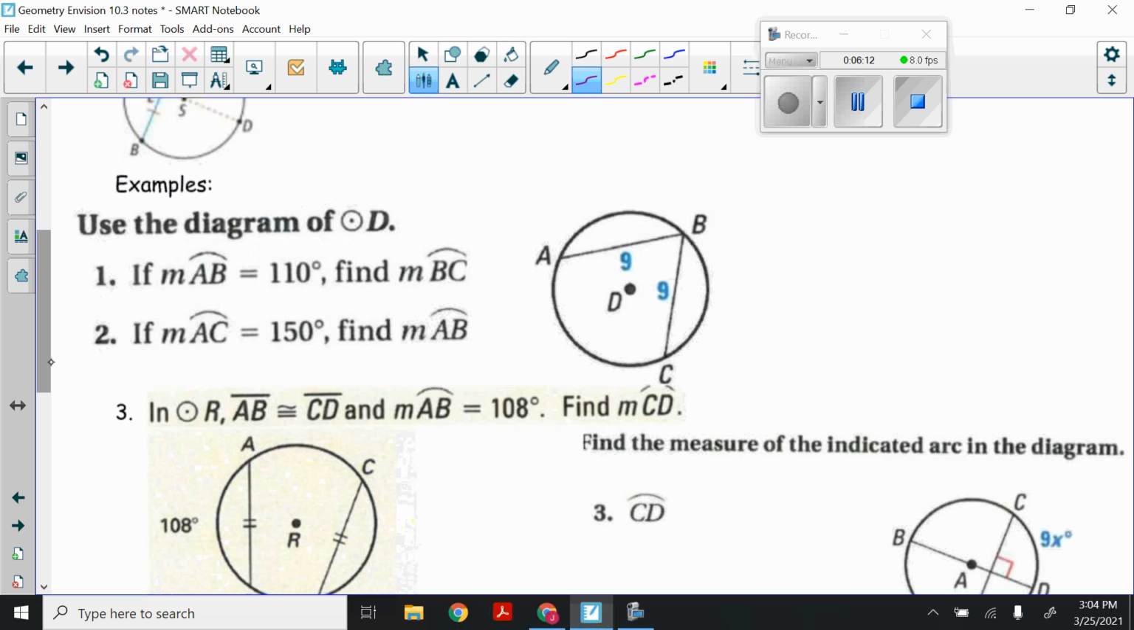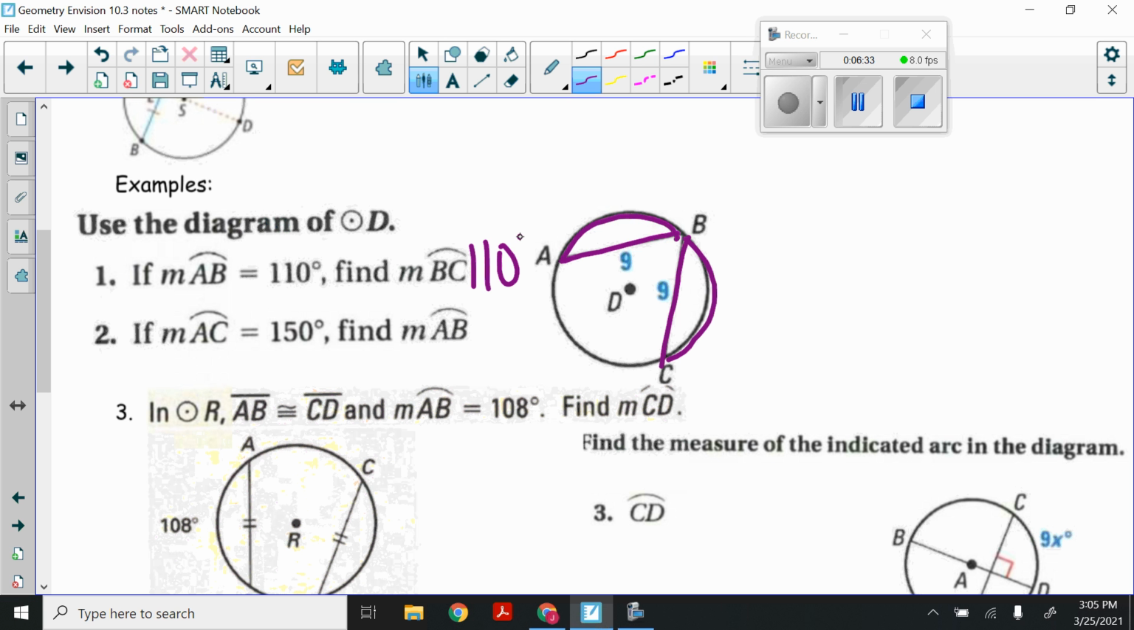So number one, if the measure of arc AB equals 110, what is the measure of arc BC? I see this chord is 9, this chord is 9. I have two congruent chords, so that means that my arcs are congruent. So if AB is 110 degrees, BC is also 110 degrees.